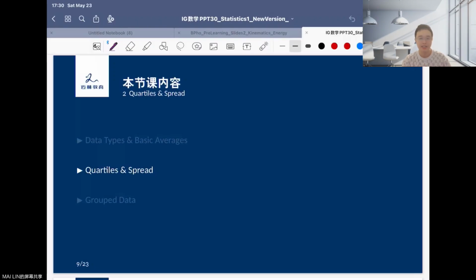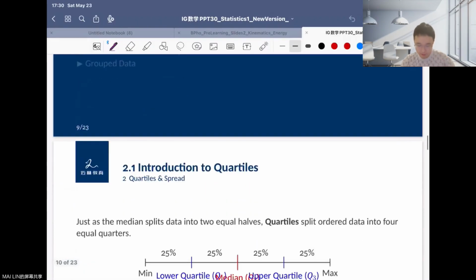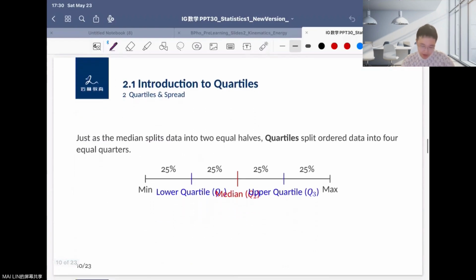Okay, hello guys. Today our topic is about the quartiles and the spread. Okay, so let's move into the first part about it. Okay, so here let's move into the introduction to quartiles.